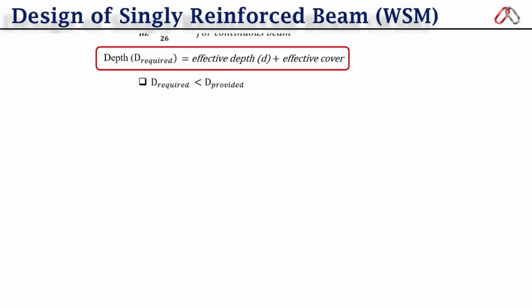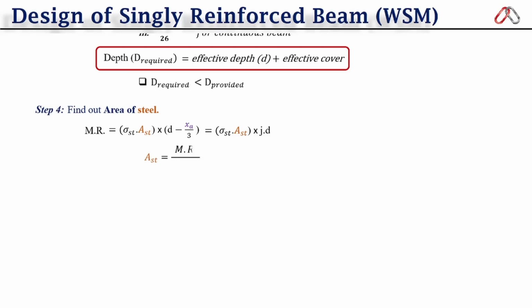After this step of finding the cross-section dimension, the final step is finding the area of steel we use in tension zone. Here we know the formula of moment of resistance from tension side. It is sigma st into Ast into d minus xa upon 3. We can further modify it as sigma st into Ast into jd. So to find out the area of steel, the formula is Ast is equal to moment of resistance upon sigma st jd, or we can also use bending moment, because for balanced section moment of resistance and bending moment both are equal. So it will be bending moment upon sigma st jd.